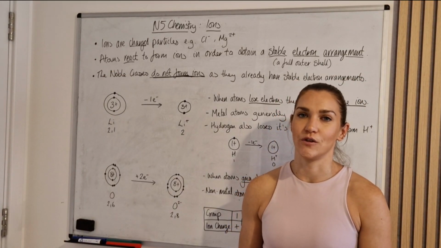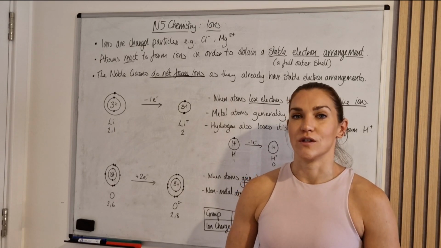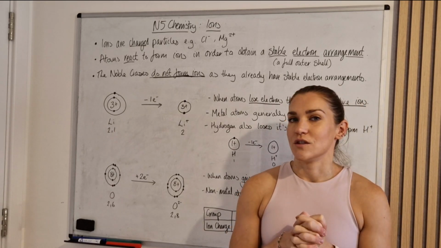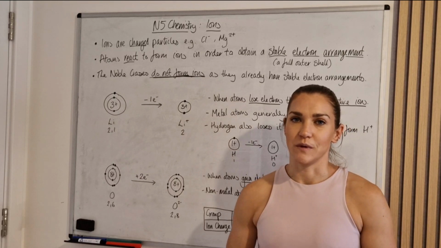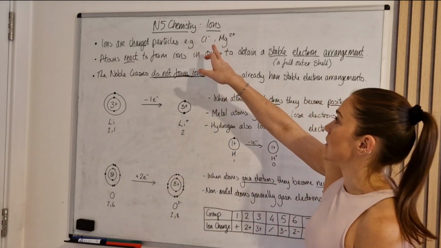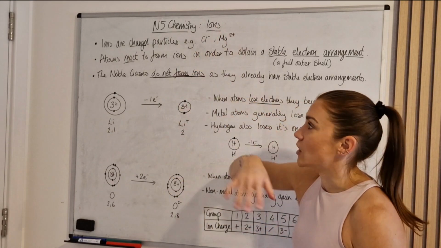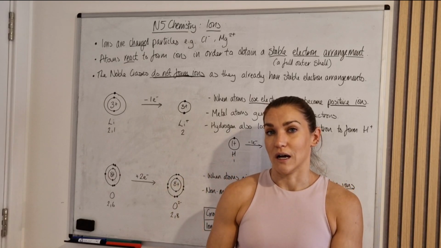In this video we're going to look at ions in the context of the National 5 chemistry course. The definition of ions is something that people often struggle to put into words, but it's pretty straightforward. Ions are just charged particles. If you see anything that's got a negative charge or a positive charge on it, you could class it as an ion because it's not a neutral atom anymore.